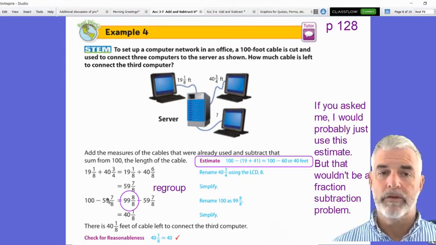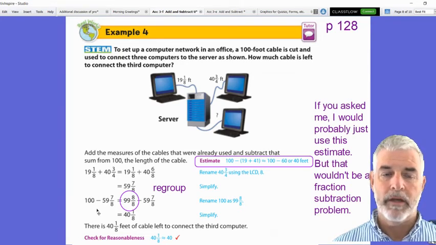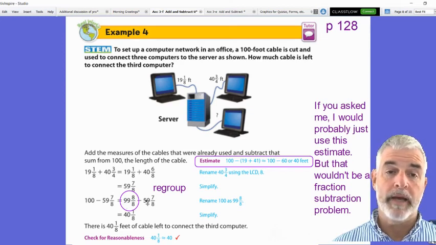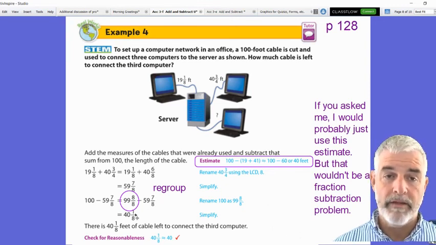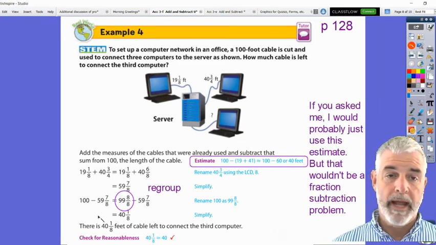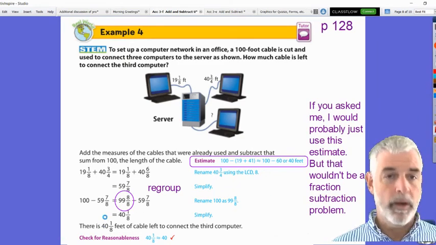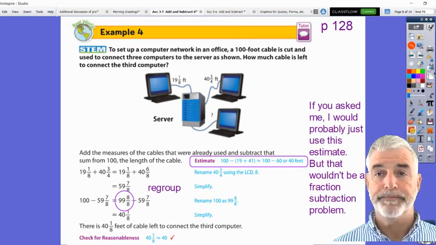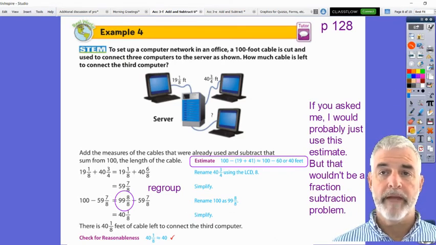Okay, well, I can't do 100 minus, there's no fraction part here. So I change this by regrouping to 99 8/8. Right, I take away one whole and I make that one whole in fractions, which is 8/8. So now I can do the subtraction. 99 minus 59 is 40. 8/8 minus 7/8 is 1/8. So my answer is 40 1/8 feet. 40 1/8 feet of cable.